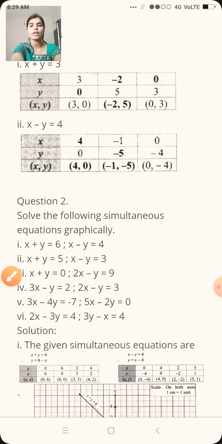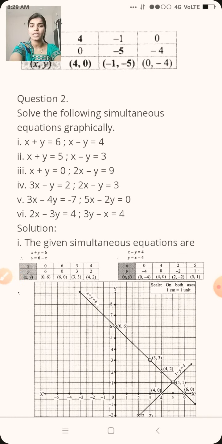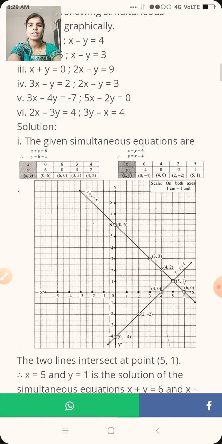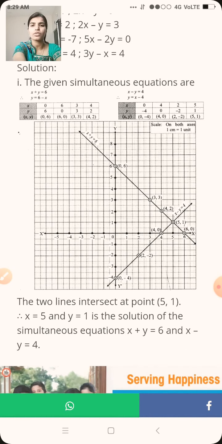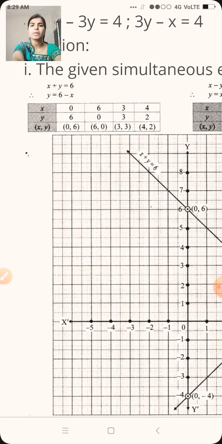Okay, then we will see our next question. Solve the following simultaneous equation graphically. So for that you want to prepare this type of tables for each equation and then plot that graph. Okay, so one by one we will see it. So first question, in the first question equations are given to us. So first equation is x plus y is equals to 6. Okay, so you can write down y is equals to 6 minus x. It is also form, if you send the x in opposite direction it will goes to minus sign. Okay, so y is equals to 6 minus x.